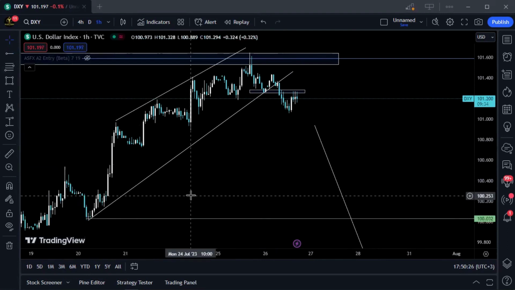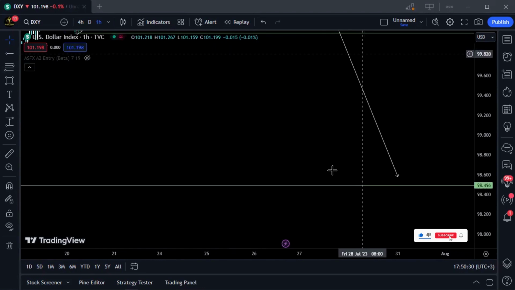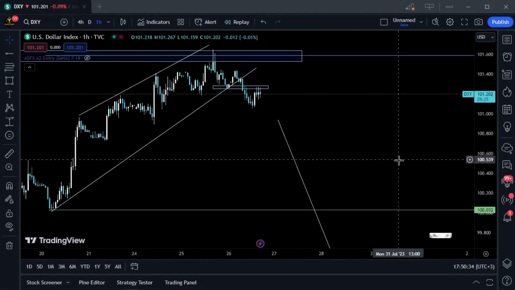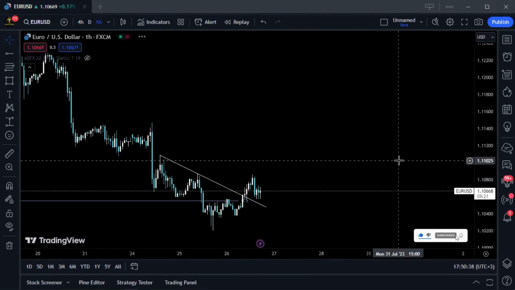Somewhere here, this will be our first targets, and then our second targets will be somewhere down here. So that's how I'm anticipating to see the US dollar play out for the rest of the week. And how will that affect other currency pairs?